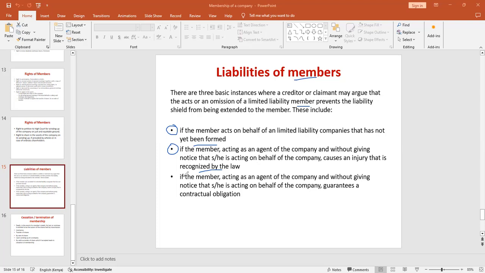Again, if you're acting on behalf of a company and you haven't given notice, and then you give a guarantee, that guarantee becomes personal. That debt is yours. You are going to be personally liable. The company isn't bound by that deal.